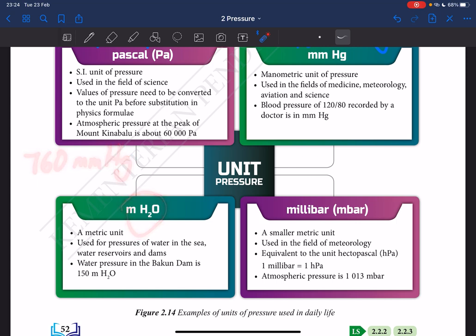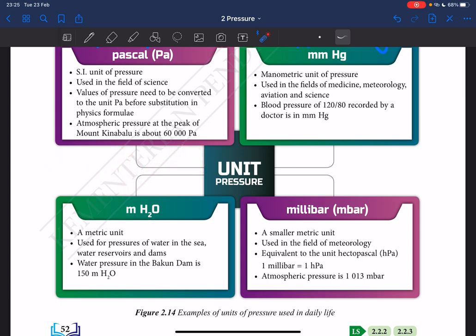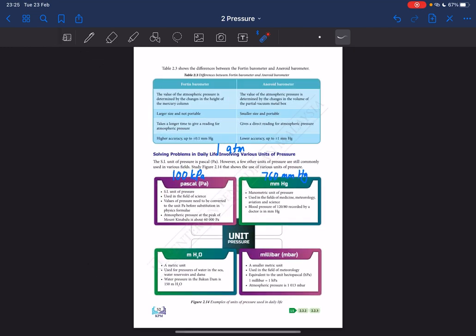For water, 1 atm is roughly equal to 10 meters of H2O. 10 meters is a lot. It's like how many stories of buildings. So it's actually a lot. That's why we don't really use this to measure, because it's too high. Another unit is the millibar. We'll see more about this in our next examples.